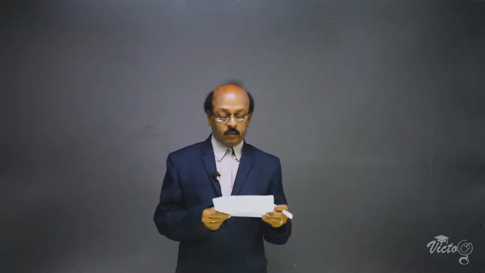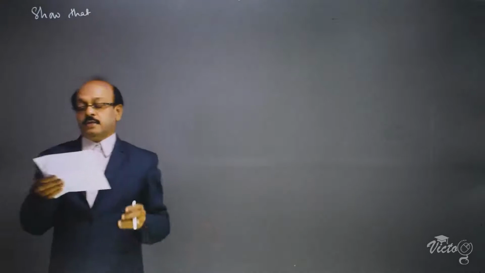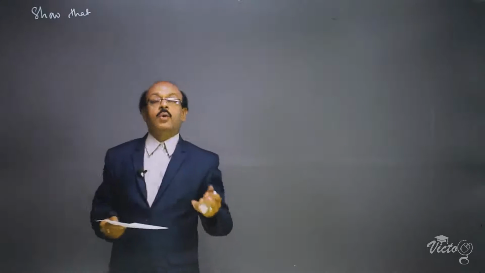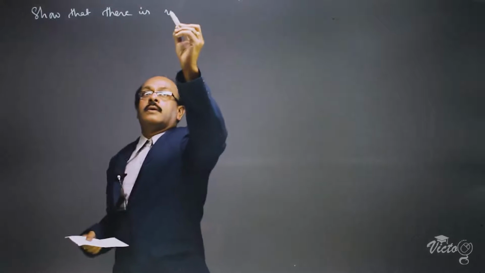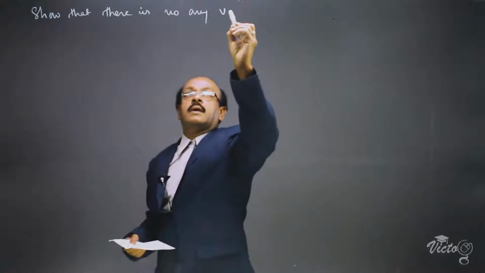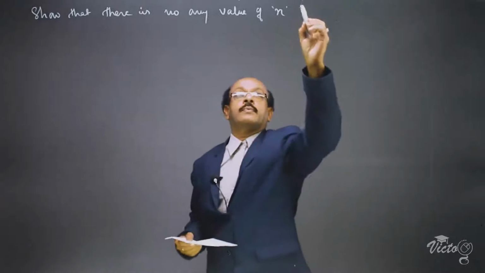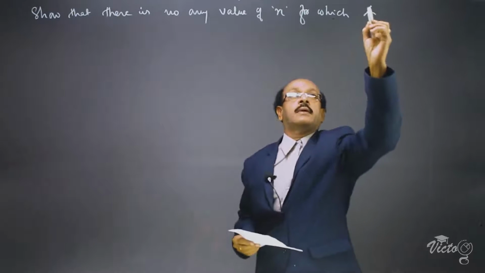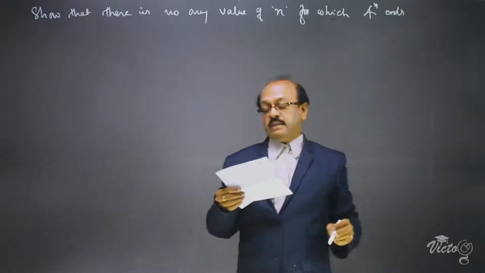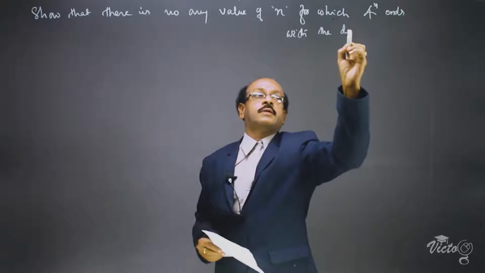Next one is also an important proof on the fundamental theorem of arithmetic. The question is, show that there is no value of n for which 4 raised to n ends with the digit 0.